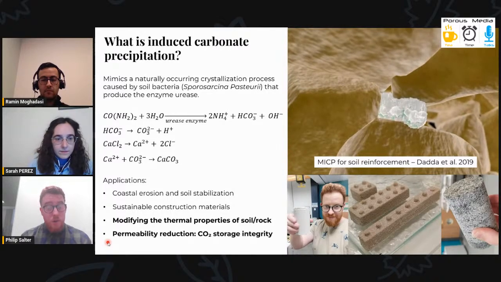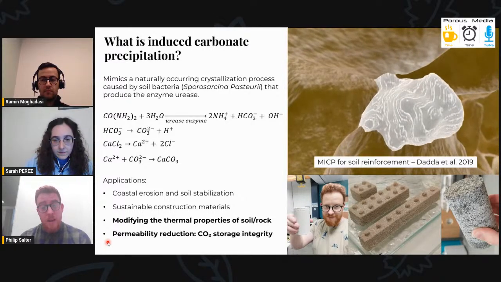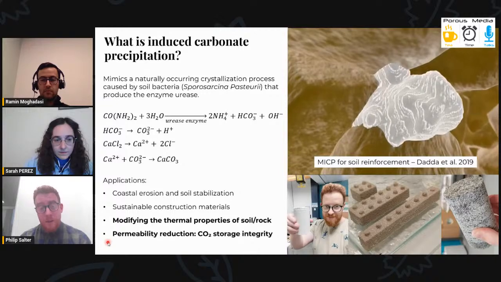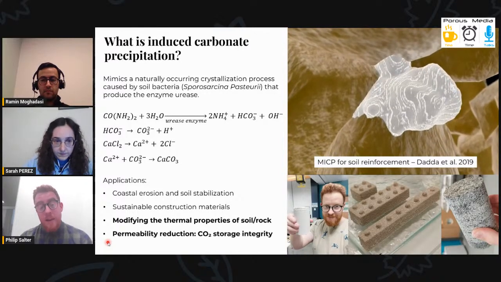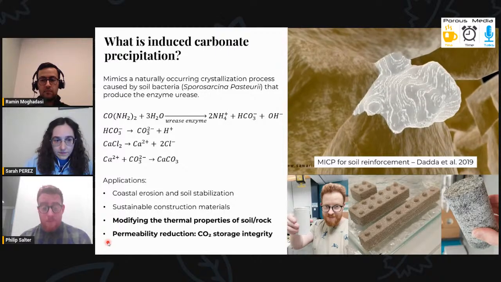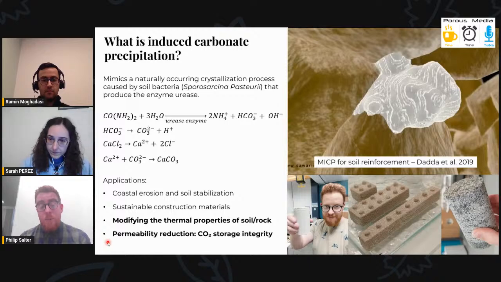On injection of a solution of urea and a calcium source, typically calcium chloride, the urea is broken down by the urease enzyme, releasing carbonate ions into solution, which can then react with calcium to form calcium carbonate. This has been investigated for several applications, including the prevention of coastal erosion and soil stabilization, sustainable construction materials, modifying the thermal properties of soil and rock, and for permeability reduction and improving CO2 storage integrity, which I'll focus on today.